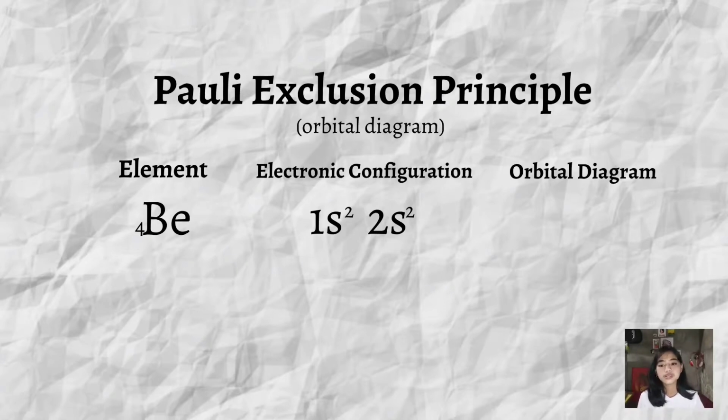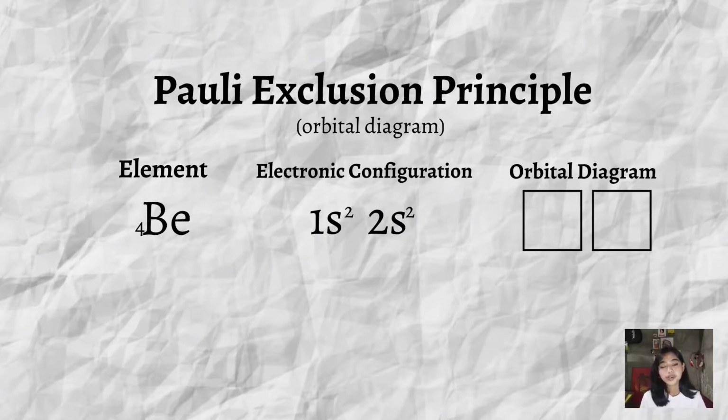So let us draw the orbital diagram. In 1s, we will be needing 2 electrons, in which the first electron should be placed in an upward direction and the second in a downward direction. Because, as stated, electrons in the same orbital must have opposite spins. So in 2s, we will be needing 2 electrons, because 4 electrons are needed for beryllium. The first electron should be placed in an upward direction and the second in the downward direction.